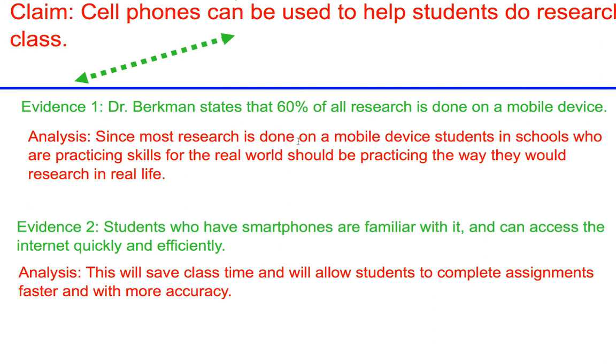Since most research is done on a mobile device, 60%, that's more than half, students in schools are practicing skills for the real world, and they should be practicing the way real-world research is done. And if real-world research is done on a mobile device, well, shouldn't our kids be practicing that skill in school? With a cell phone.